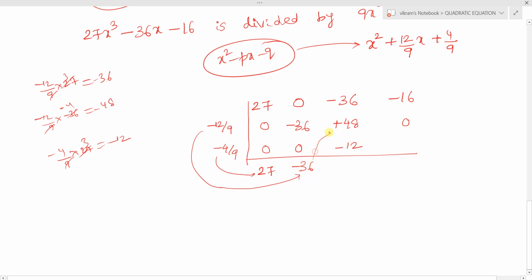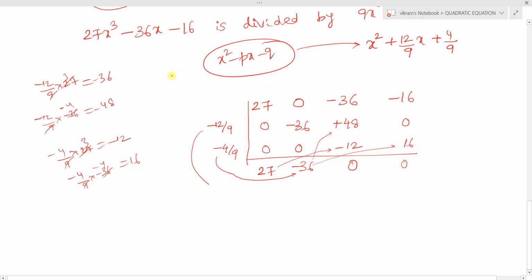Add these results, and the resultant is 0. Next, multiply minus 4/9 with minus 36, and the result is placed here. Minus 4/9 into minus 36 is plus 16. Plus 16 has to be placed, and now the sum is 0.